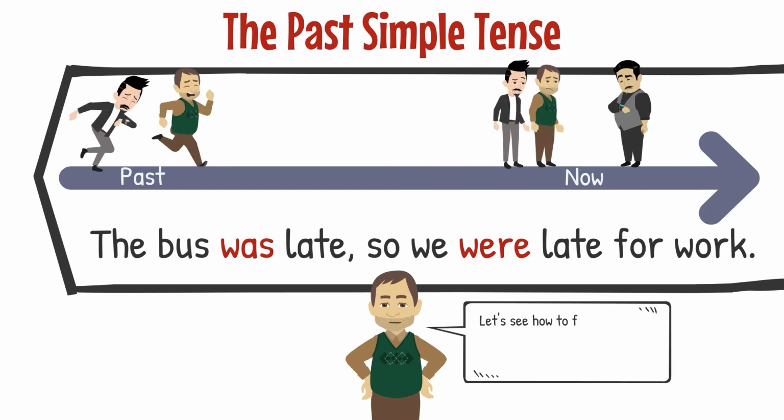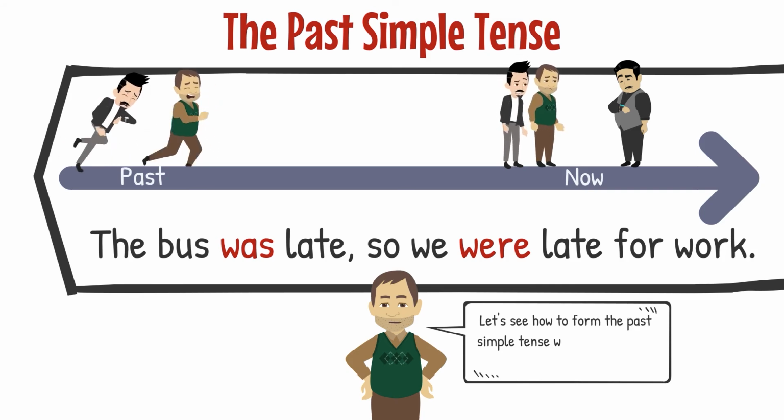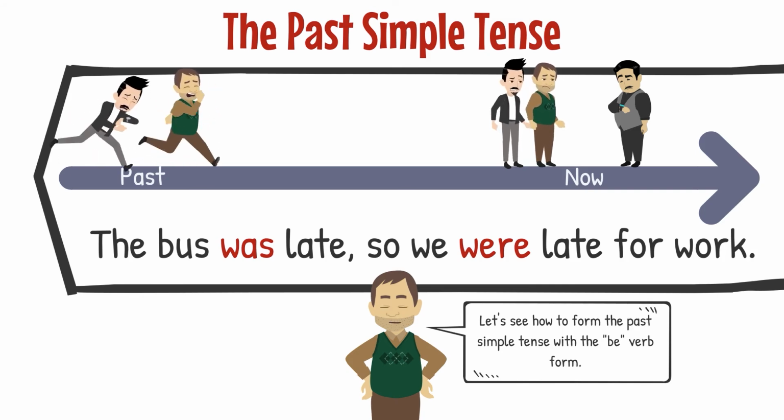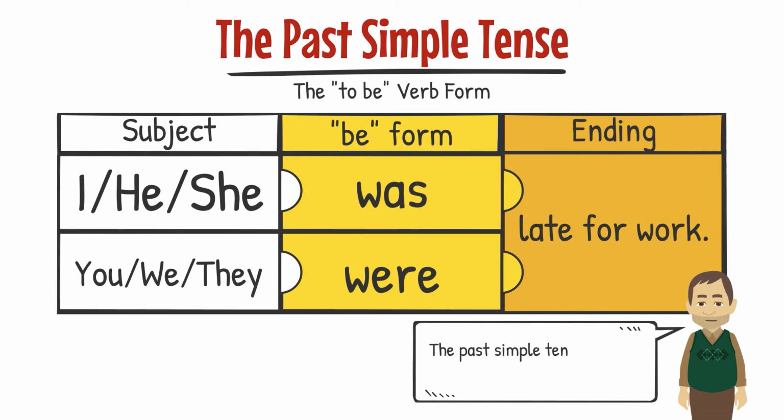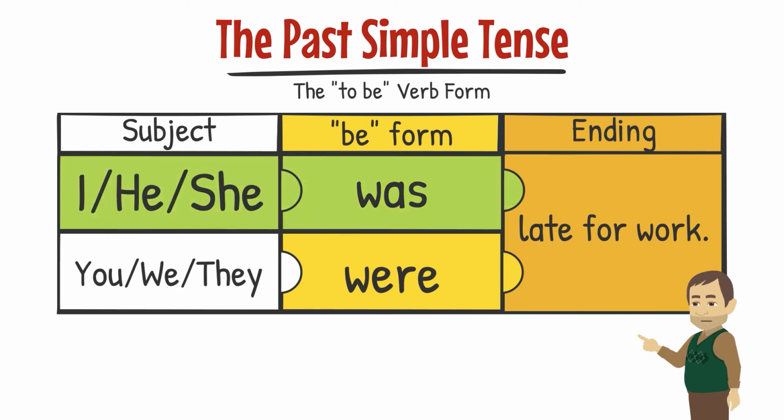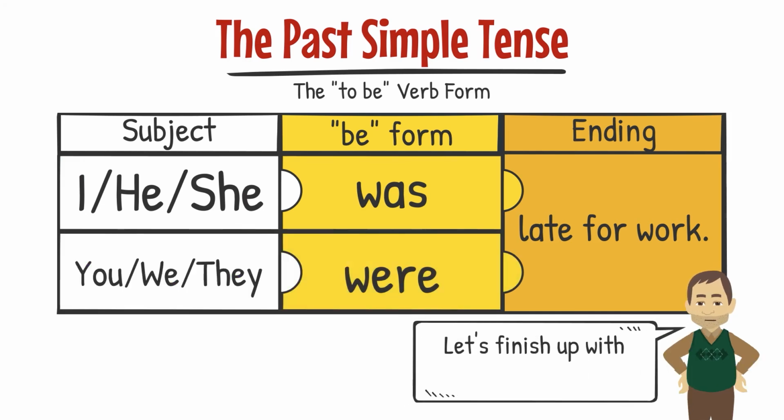Let's see how to form the past simple tense with the be verb form. The past simple tense verb of be changes with the subject. I was, he was, she was. You were, we were, they were. Let's finish up with some examples.